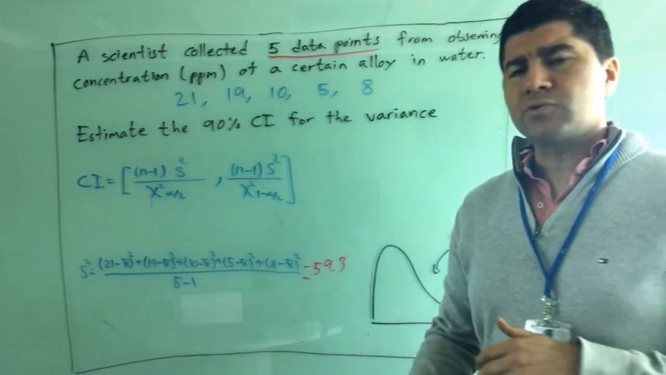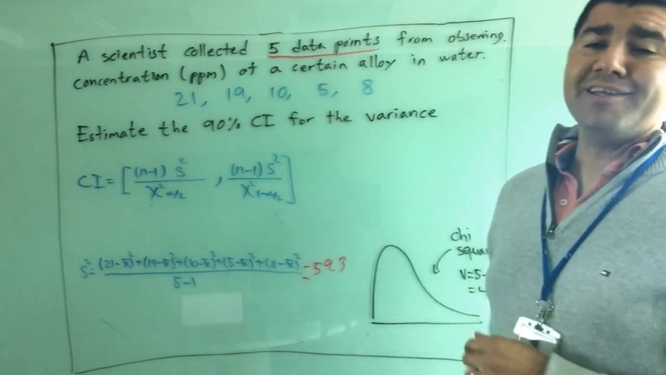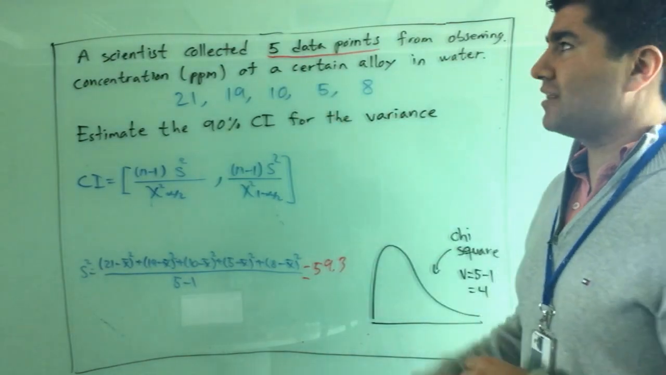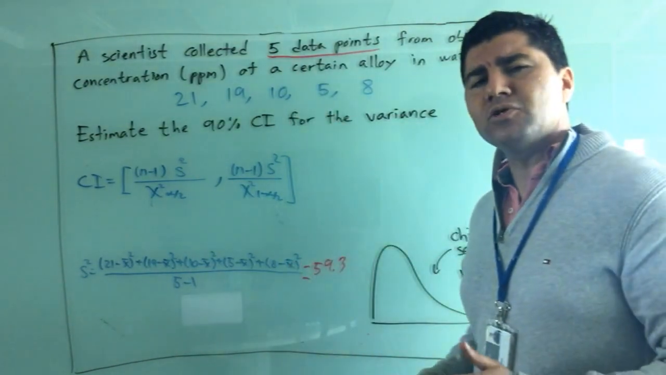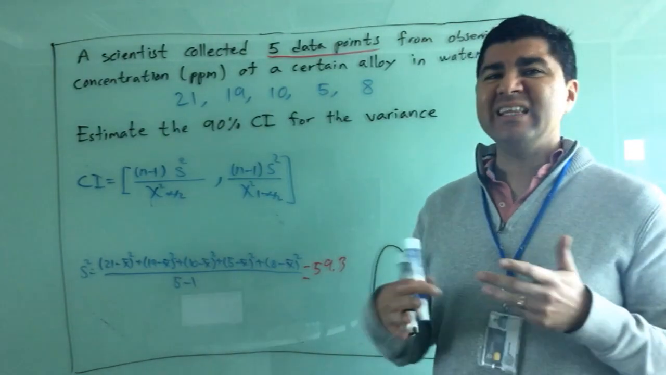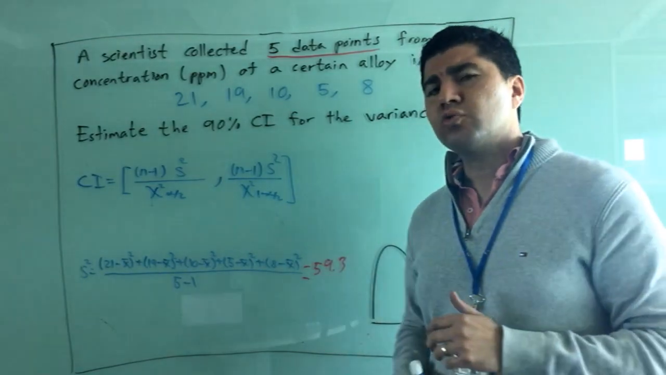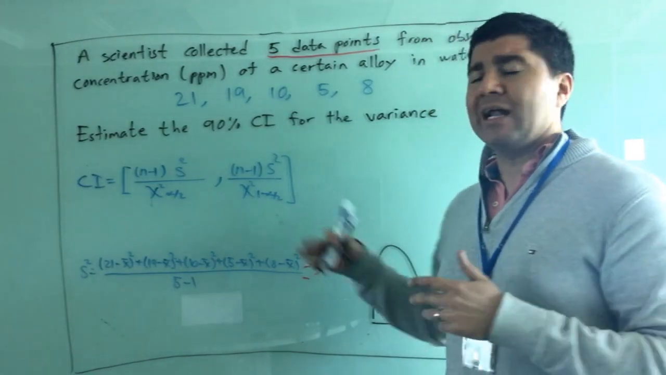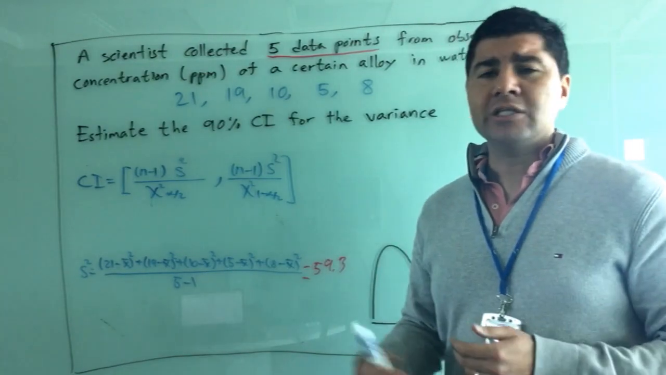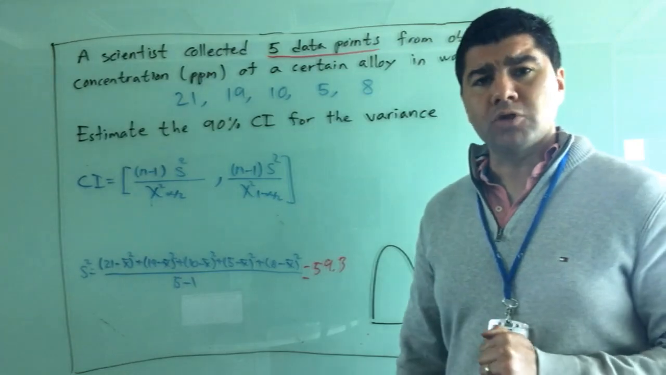In this exercise, we're going to use the same base as in the previous one. The same scientist is collecting the same 5 data points. Again, we have a small sample, but please look in your formula list at the assumptions of the variance confidence interval. It's not required that we have a large or a small sample, as long as it comes from a normal population. So let's assume that this is from a normal population.